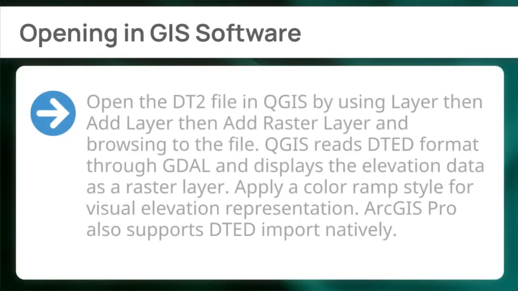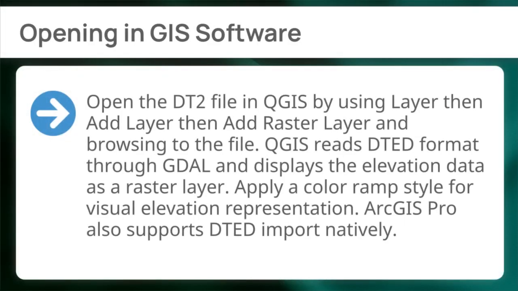First, opening in GIS software. Open the DT2 file in QGIS by using Layer, then Add Layer, then Add Raster Layer, and browsing to the file. QGIS reads DTED format through GDAL and displays the elevation data as a raster layer. Apply a color ramp style for visual elevation representation. ArcGIS Pro also supports DTED import natively.